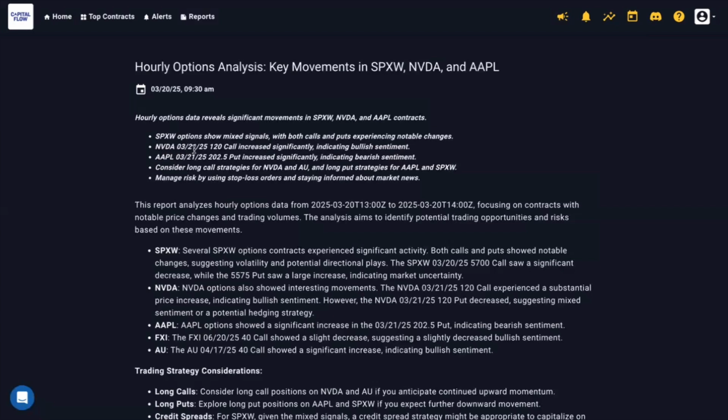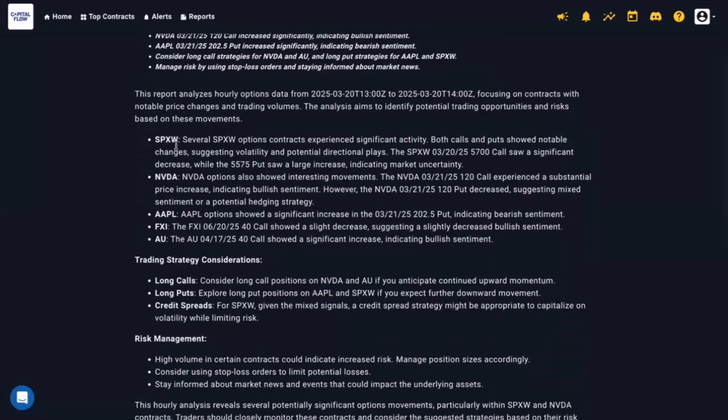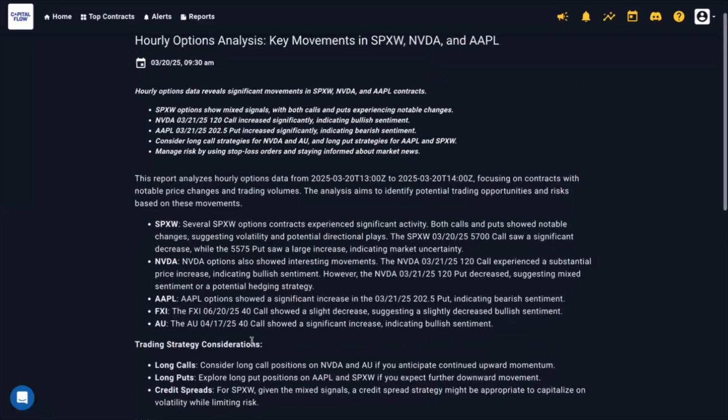You got NVIDIA, the 120 call expiring 321, which is tomorrow at the time of this video, increased significantly, indicating bullish sentiment. You got Apple puts increased significantly, indicating bearish sentiment, and some trade suggestions. Consider calls for NVIDIA and AU. Consider puts for Apple and SPXW. Also manage risk by using stop loss orders and staying informed about market news. So like I said, this is pretty much what people are coming for, right? Now, if you want the more detailed breakdown of all of this information, this is all available here, and we're going to talk about that in a second.